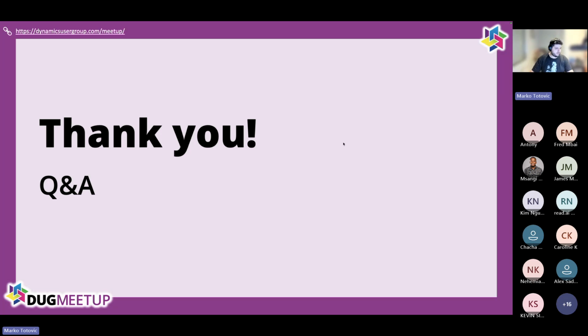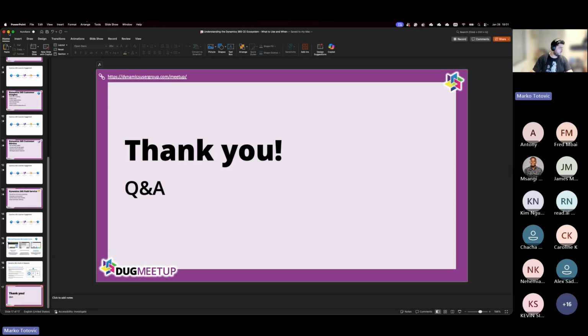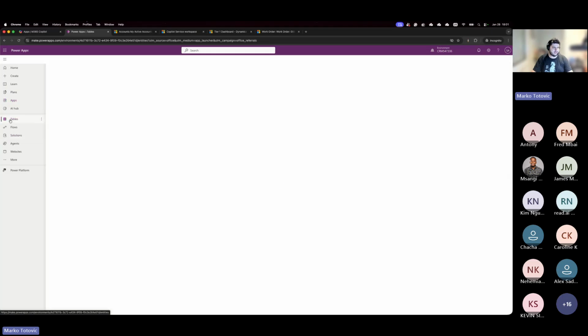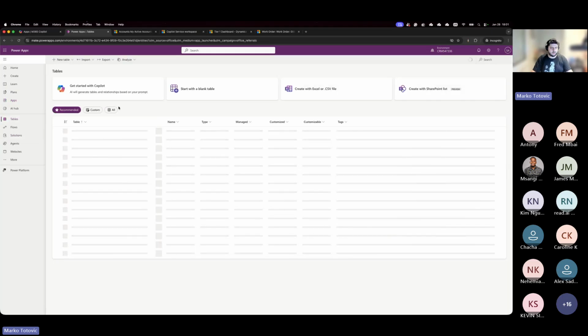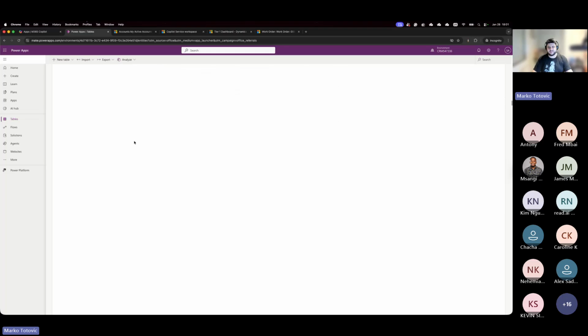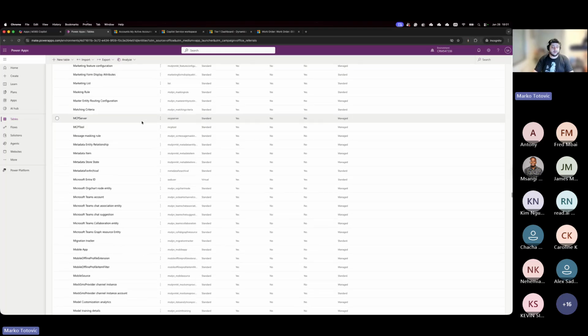Let me show you really fast. When we come here, this is my environment, where you can see the applications. When we come to the tables, every single table for all 3 applications which I showed you is here. So you're not connecting to sales, customer service, field service, and everything with the API. You're basically connecting to the Dataverse tables. So everything is possible that way.